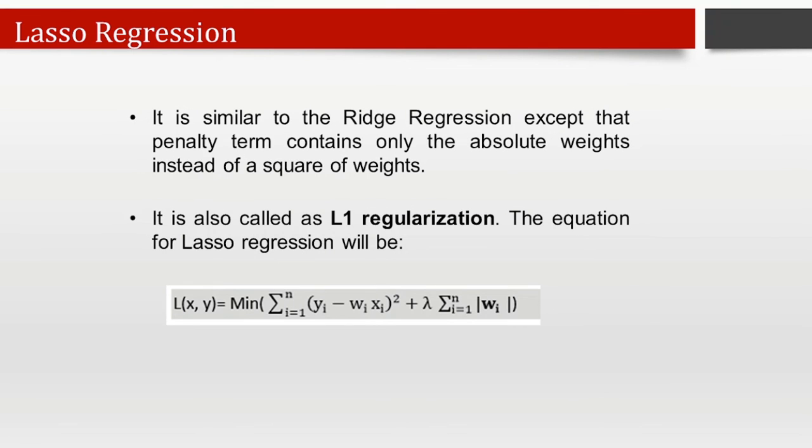Lasso regression. It is another regularization technique to reduce the complexity of the model. It is similar to ridge regression except that the penalty term contains only the absolute weights instead of the square of the weights. Since it takes absolute values, it can shrink the slope to 0, whereas ridge regression can only shrink it to near 0. It is also called L1 regularization. The equation for lasso regression, you can see on the slides.